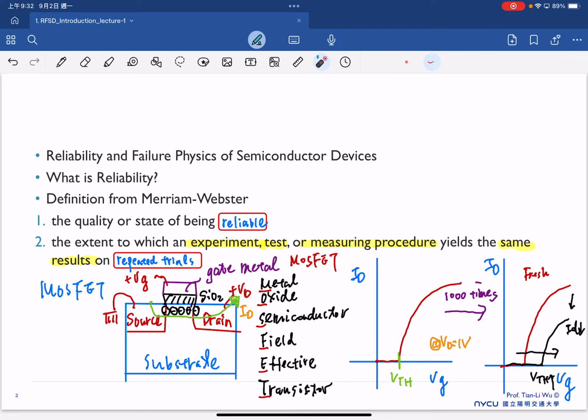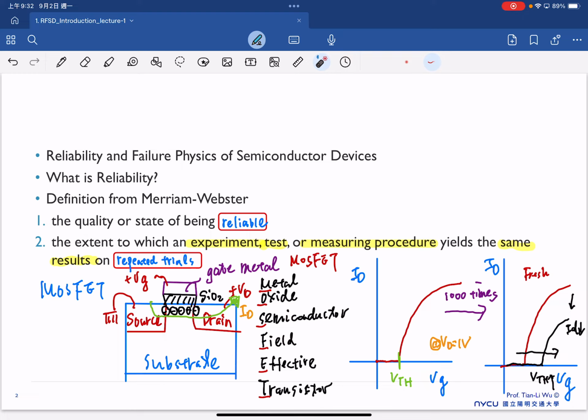That's the reliability issue, and that's the content in this class: we need to learn how to evaluate this reliability, how to do the testing, and most important, how to understand the physics. Why will the threshold voltage shift to the right-hand side? Why will the current decrease? Once we understand, finally, we are able to come up with a solution.